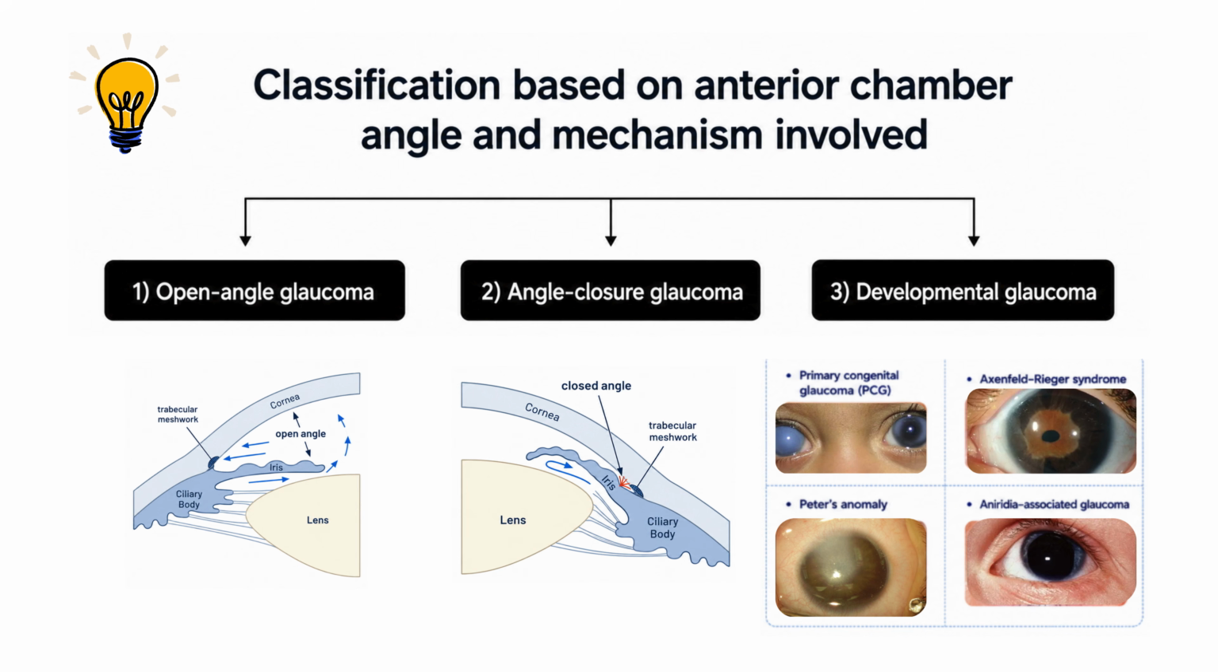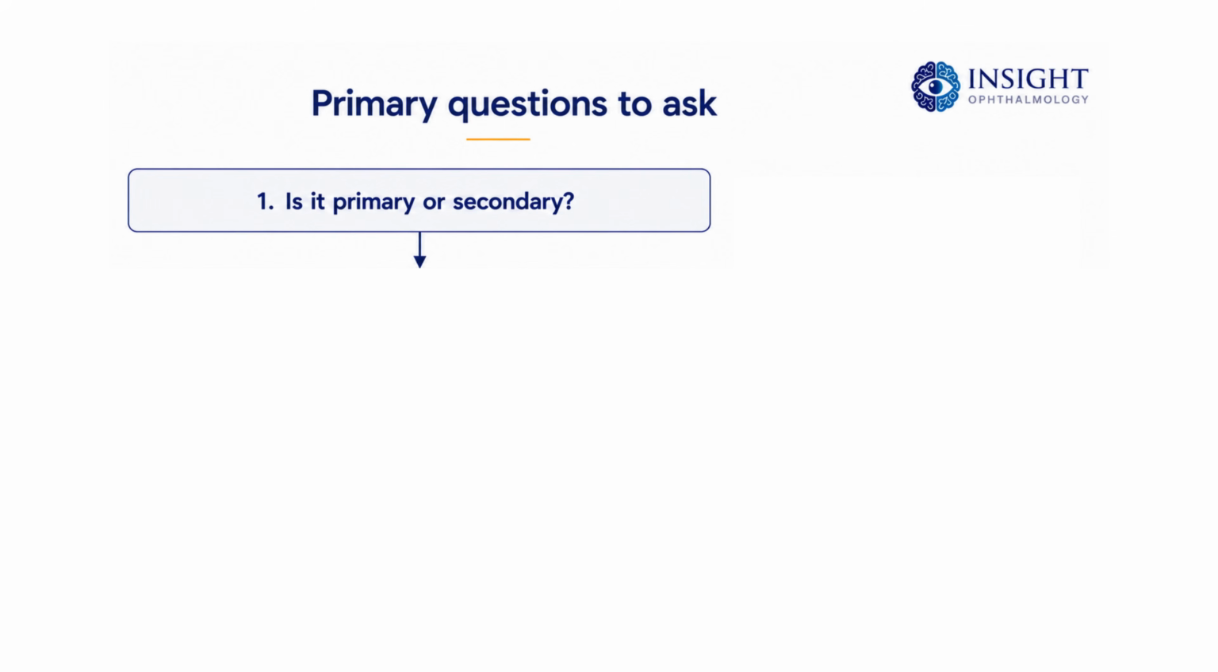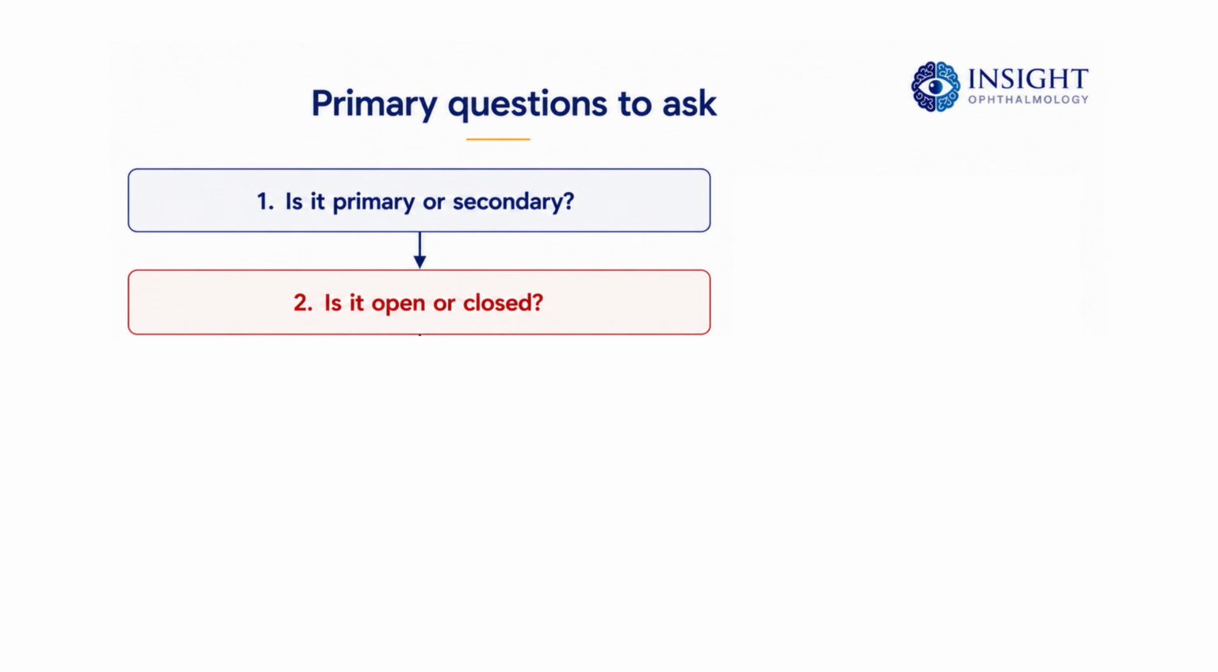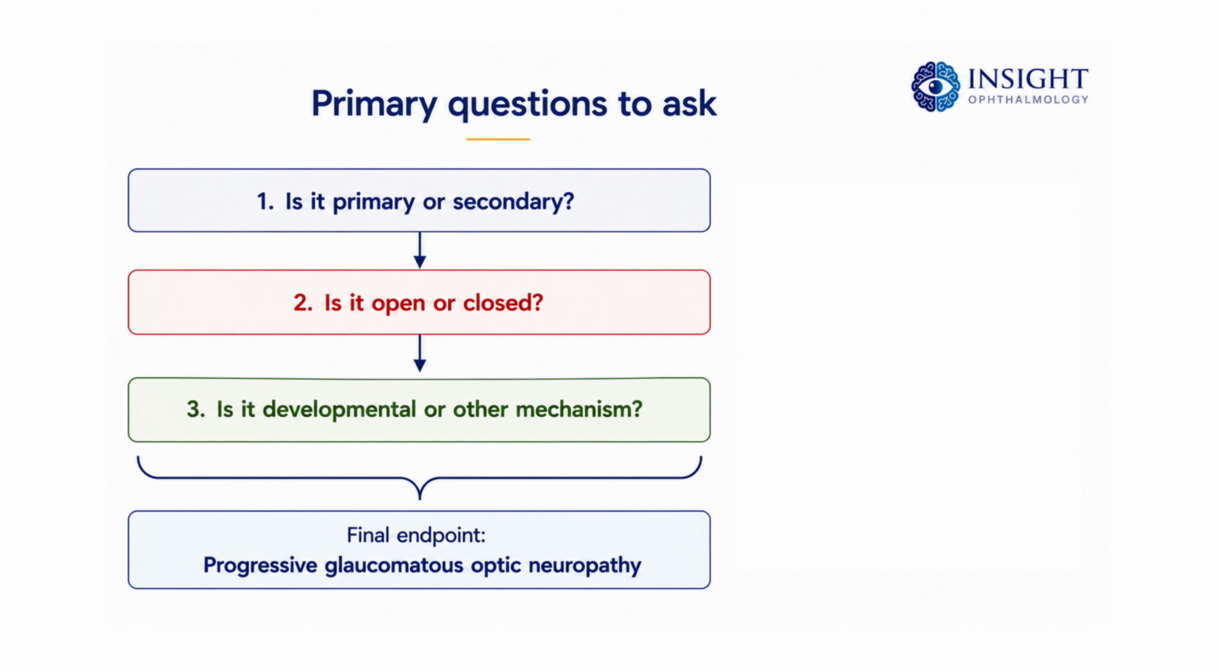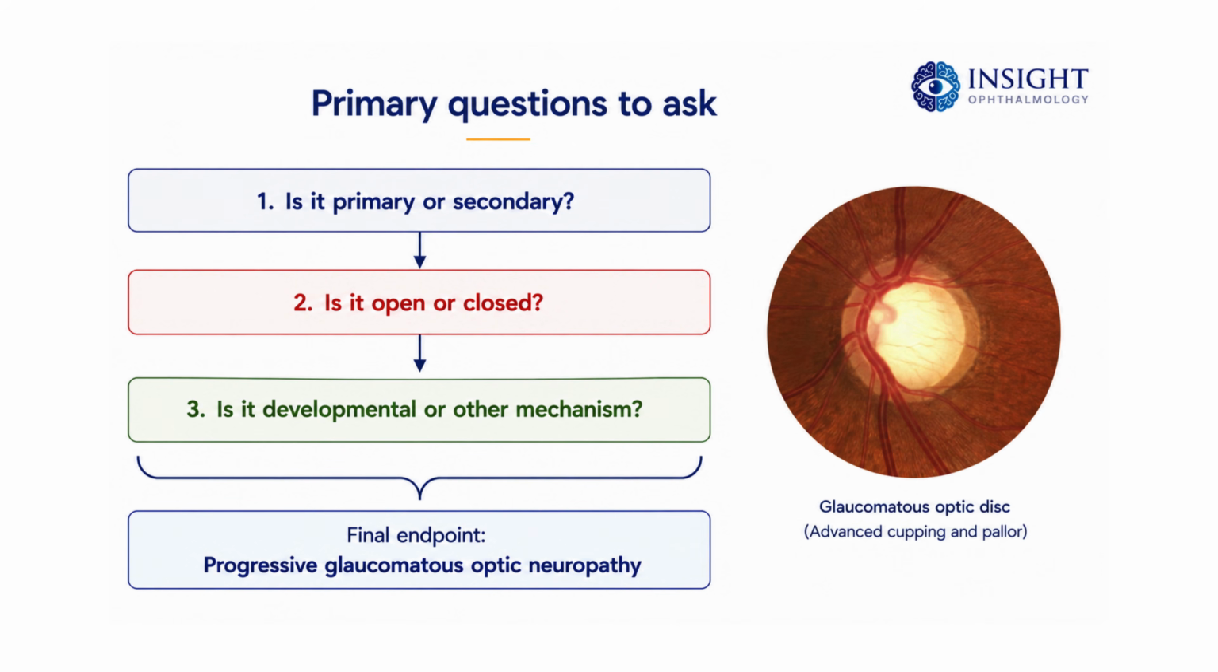So when we evaluate a patient with glaucoma, we do not stop after recognizing the optic nerve damage. We also ask, is this primary or secondary? Is the angle open or closed? Is there a developmental or other specific mechanism? And different mechanisms may lead to the same final endpoint, progressive glaucomatous optic atrophy or neuropathy.